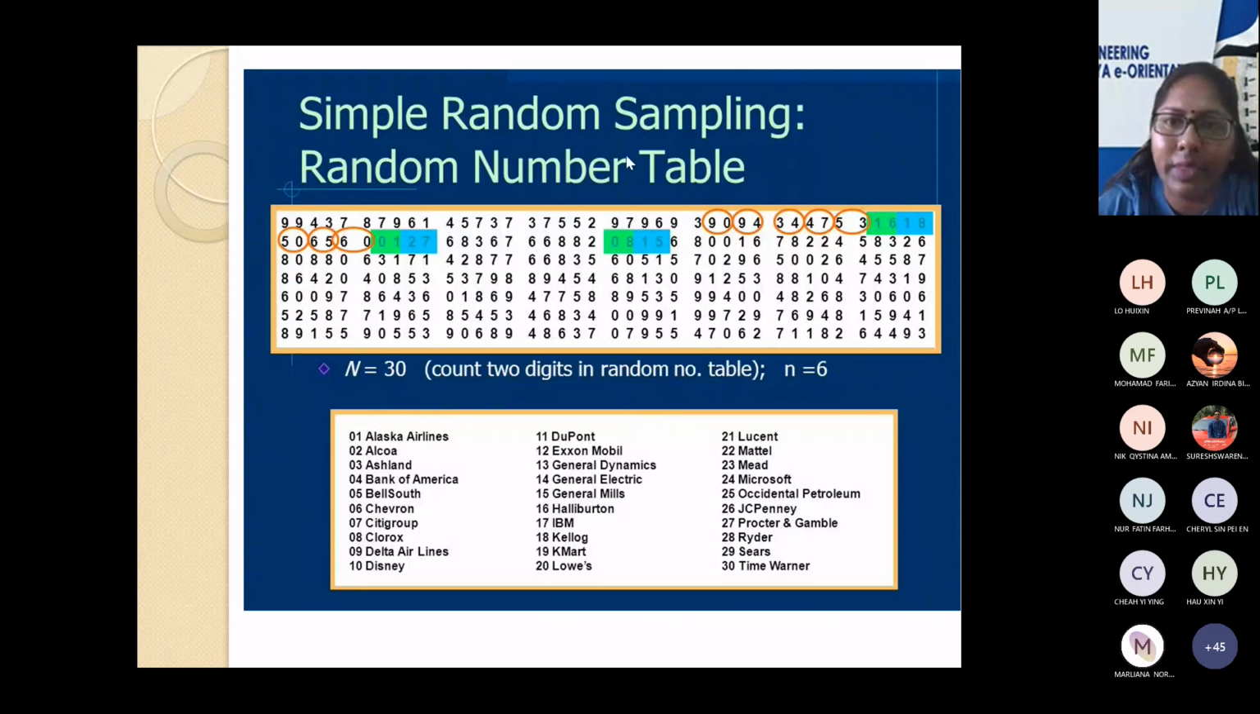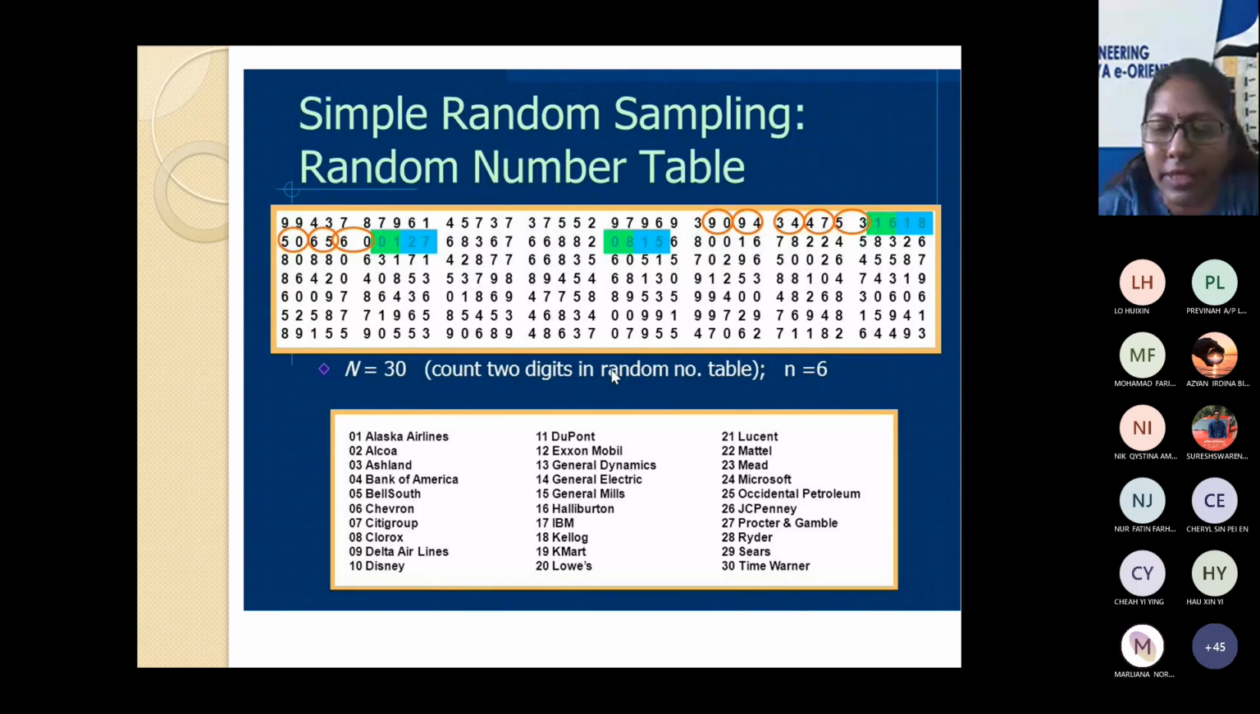Then you have the simple random numbered table. So you number the tables, then you circle any two numbers, any numbers that have an owner. So these are the owners. You already listed this earlier, and then you just find 2 digits. You just circle, circle, circle. Whichever numbers have an owner, those are your samples.